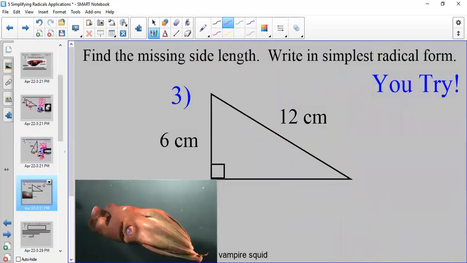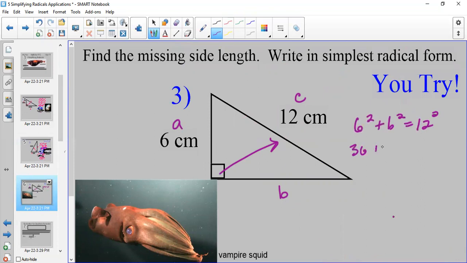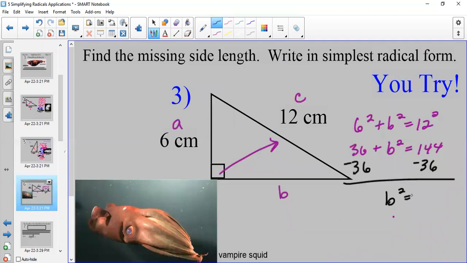All right, why don't you go ahead and pause here and try this last one on your own, and we'll go through the answer afterwards. Okay, 12 was the C, 6 could be the A, and we could be missing the B. So 6 squared plus B squared equals 12 squared. 6 squared is 36. 12 squared is 144. Just like the last one, we have to subtract. B squared equals, if I do 144 minus 36, is 108.